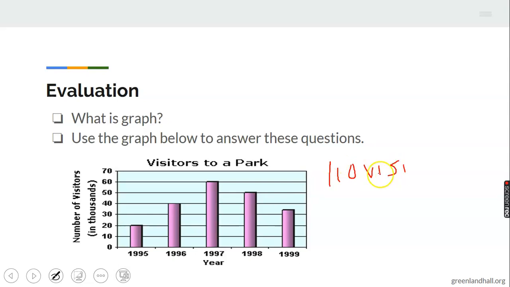Now let me ask the last question from this chart. It says, which year do we have the largest number of visitors? Which year? Which year do we have the largest number of visitors? Wow. Thank you so much. I can see that you have been able to pay attention to the class. That was in 1997. And last question says, which year do we have the least number? I told you about least. Least means what? Good, smallest. Now, which year do we have the least? Which year we have the least? Fine. That was in 1995.